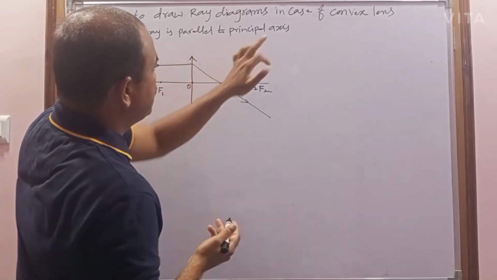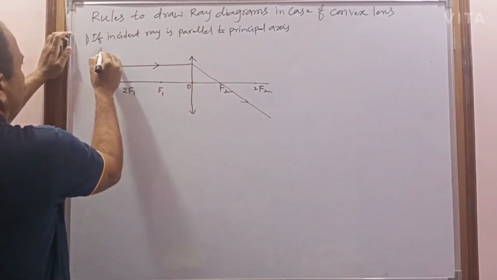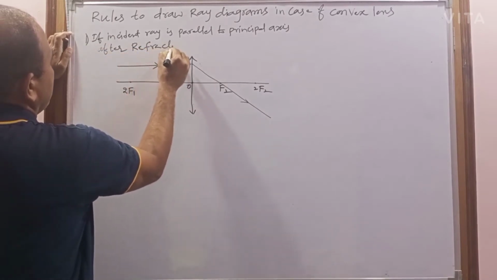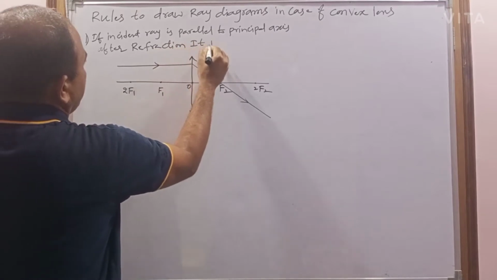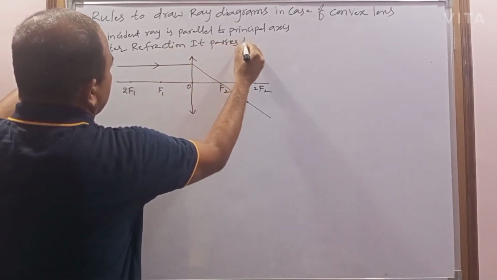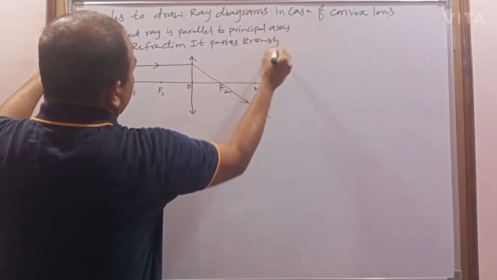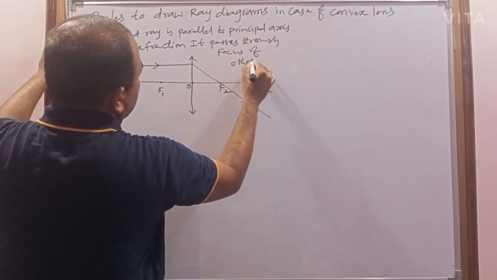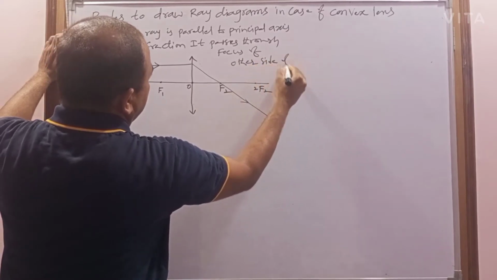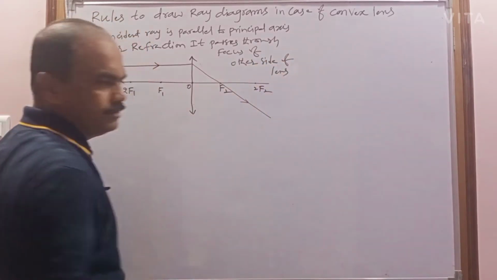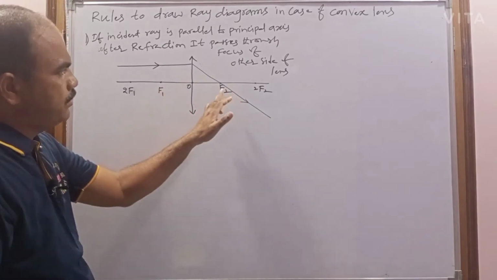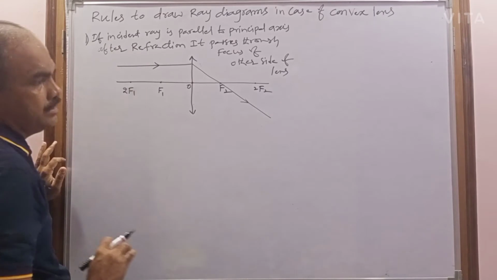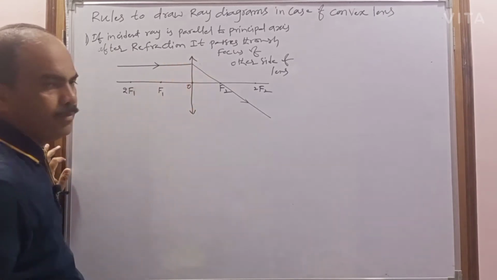So if the incident ray is parallel to the principal axis, after refraction it passes through the focus on the other side of the lens. This is the focus on the other side, this is the second focus. So this is the rule when the incident ray is parallel to the principal axis.